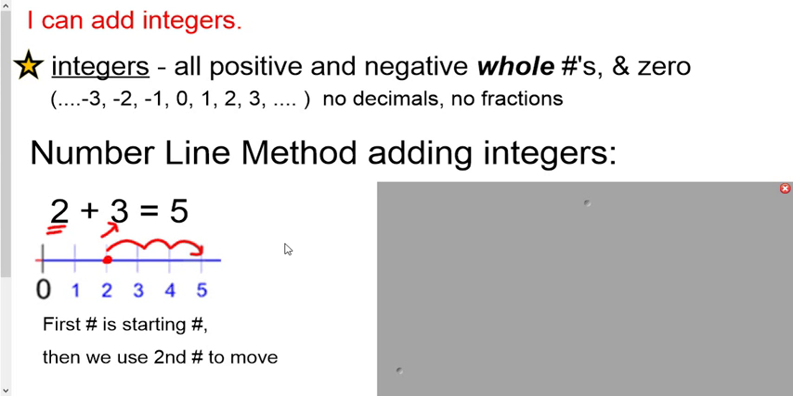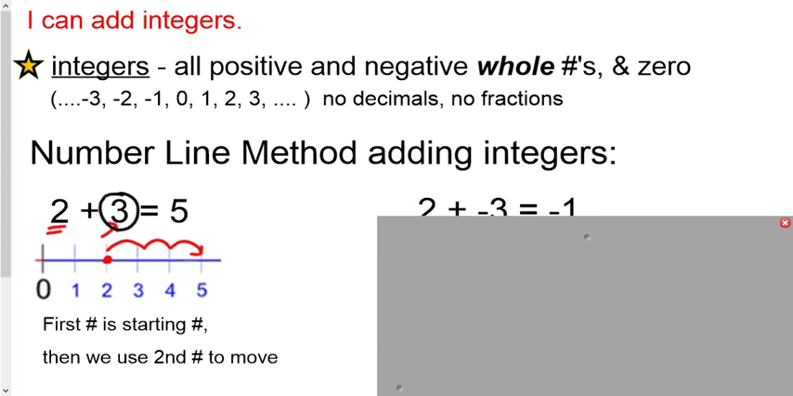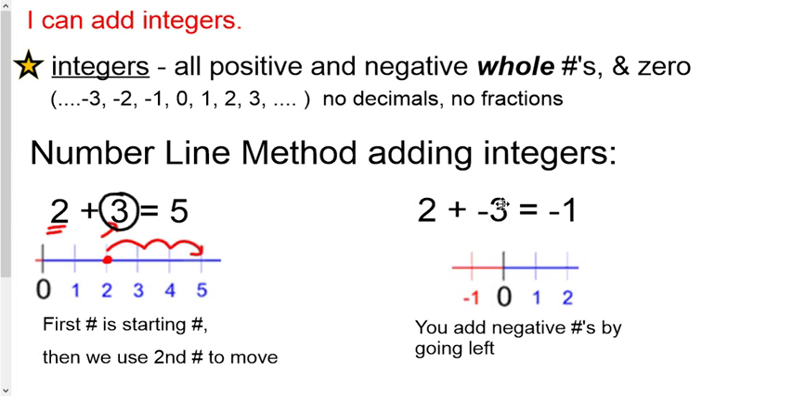Now, you'll notice that this 3 is a positive 3. So that tells us that positive numbers would move us to the right. What do you think a negative number would do to us? Let's take a look at this example. 2 plus negative 3 equals negative 1. It's a true statement.